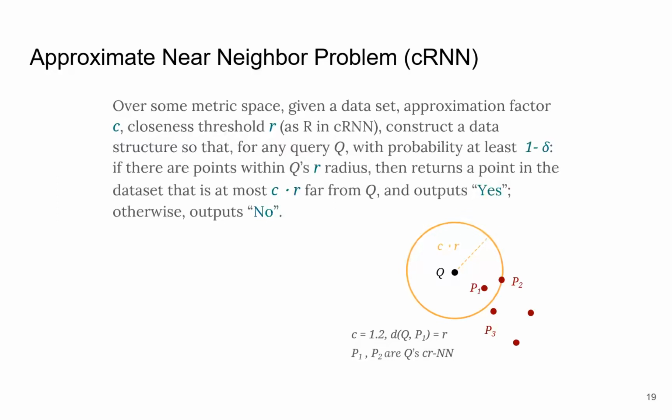In this illustration, suppose C equals 1.2 and the distance between Q and P1 is R. Then we say P1 and P2 are Q's CRNN, since both points are within the orange circle centered at Q of radius C times R.